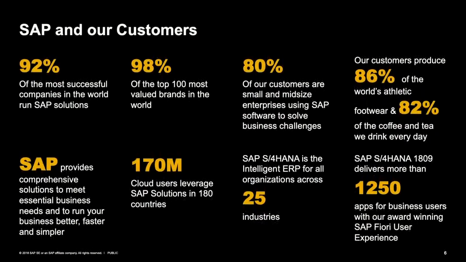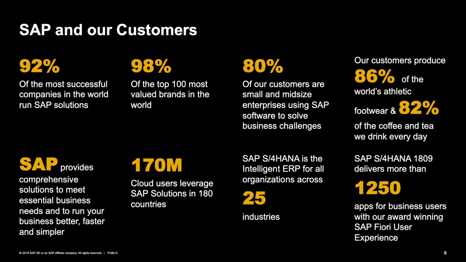So let's talk about scale. So who are we? SAP, our customers include 92% of the most successful companies in the world, 98% of the top 100 most valued brands in the world. About 80% of our customers are small and mid-sized enterprises, and that would include a lot of our Australian government agencies at both federal and state level, and even some of our city councils here and in New Zealand. Our customers, just to give you a couple of random stats, produce 86% of the world's athletic footwear and 82% of the coffee and tea we drink every day.